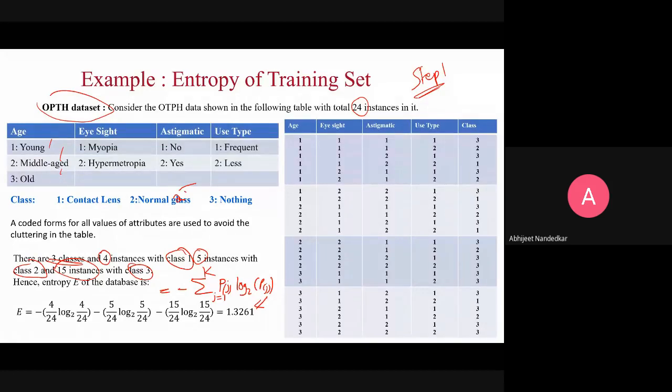When I say j equal to 1, that means I am talking about class 1. The probability is 4 by 24. When I talk about class 2, it is 5 by 24, and class 3 is 15 by 24. So just substitute values accordingly. You will get some number that is the representation of uncertainty in this table.